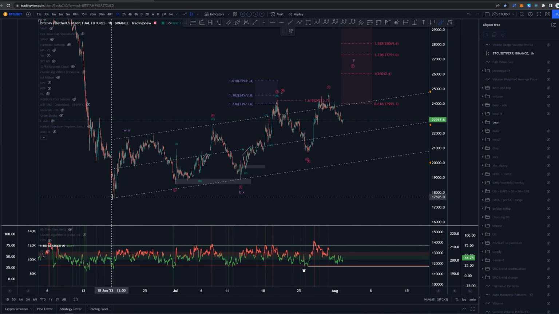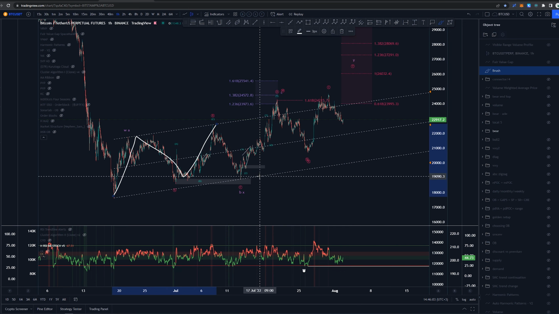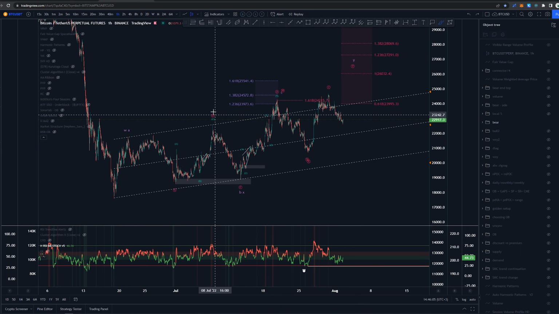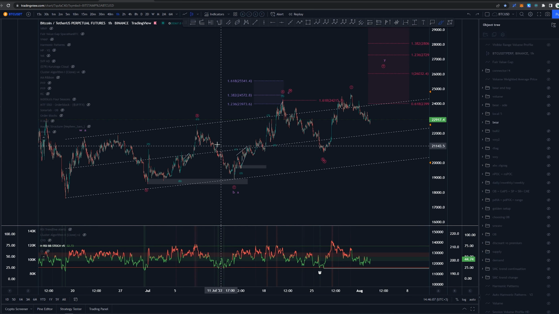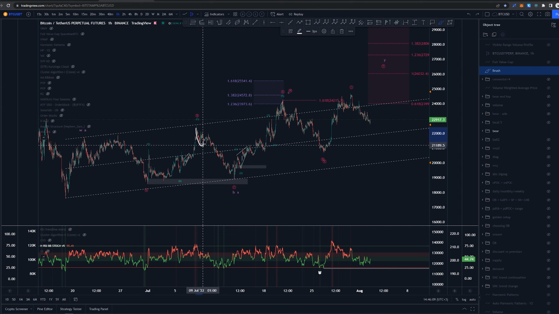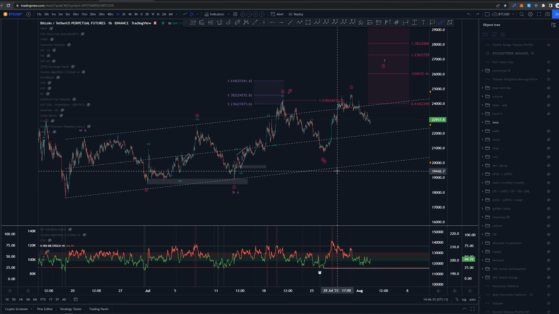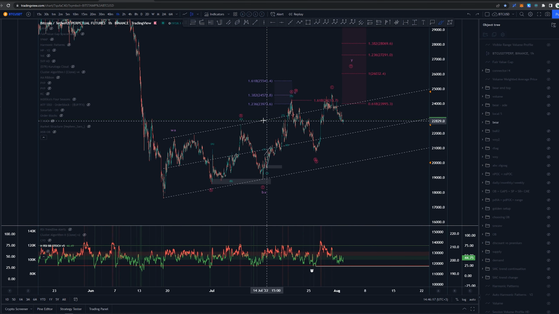Again, for the previous structures, we could still have this as a WXY here and have this as a connector, however this definitely feels more like an impulse wave structure, so that's why I'm thinking this is preferred as the 3-way connector wave structure.